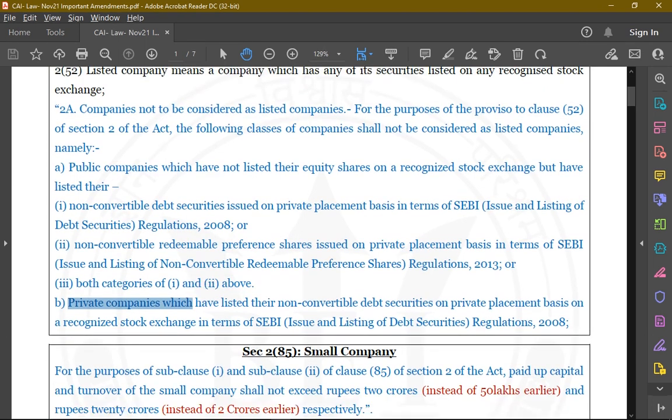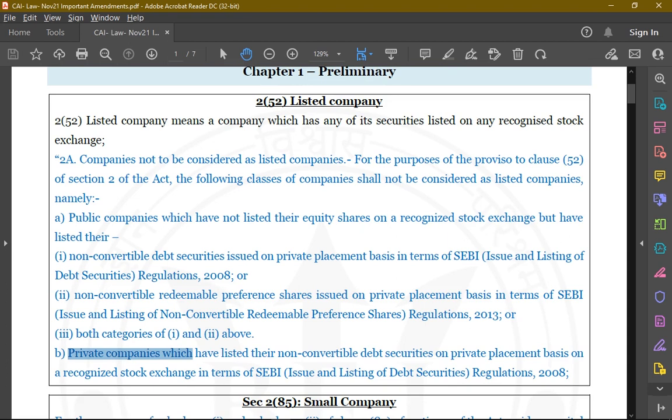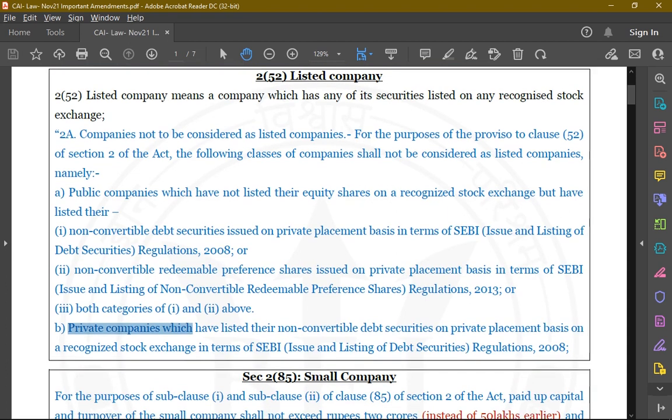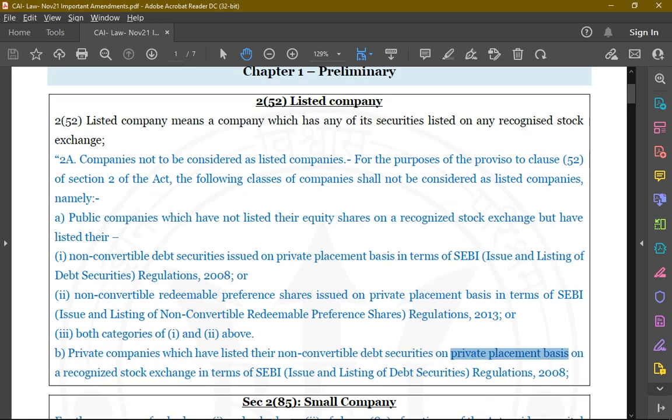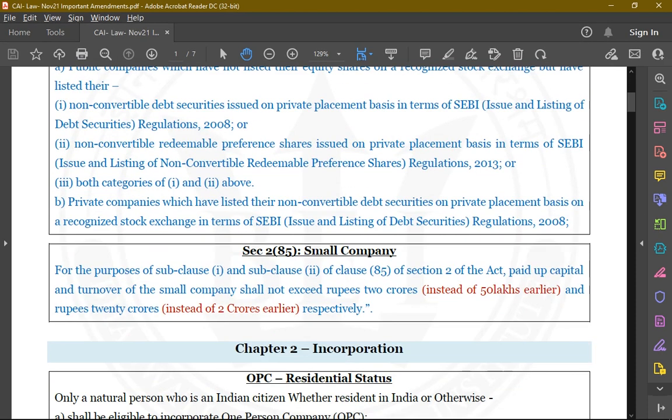Many students have this doubt, but sir, is it possible to register any security of private company to stock exchange? Answer is yes. If you follow the SEBI guidelines, it is possible to have this. But if it was done on the private placement basis, then even though it is registered on the stock exchange, it is non-listed company. Hope the whole concept of section 2 subsection 52 is clear. Alright, the next amendment over here is section 2 subsection 85 small company, and there is a small amendment.